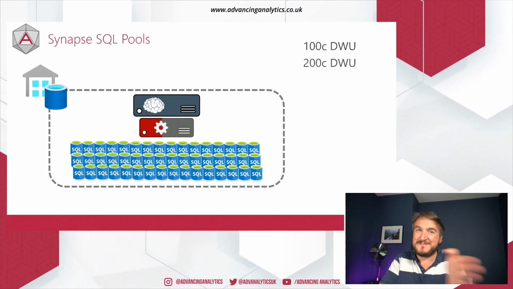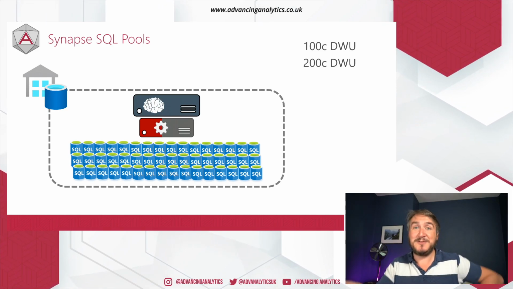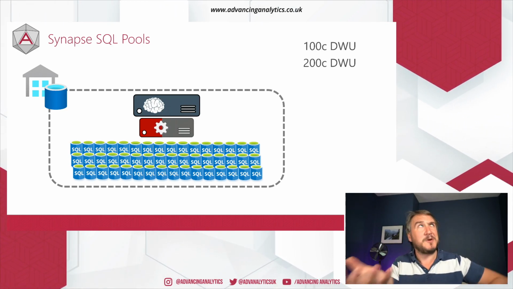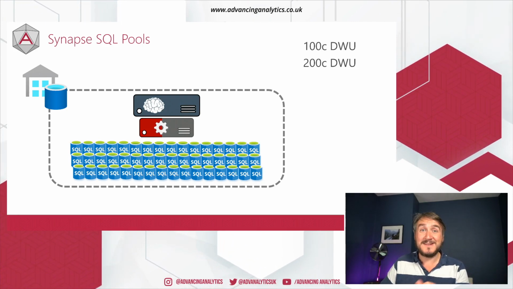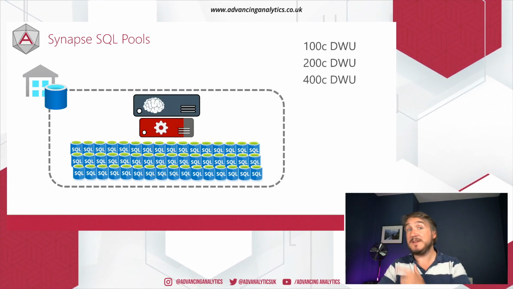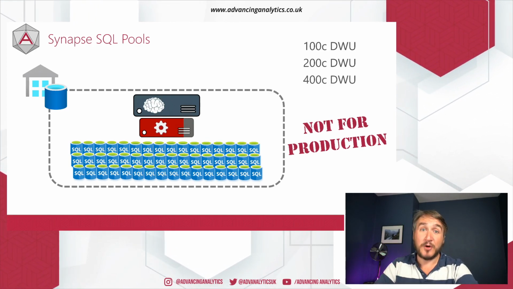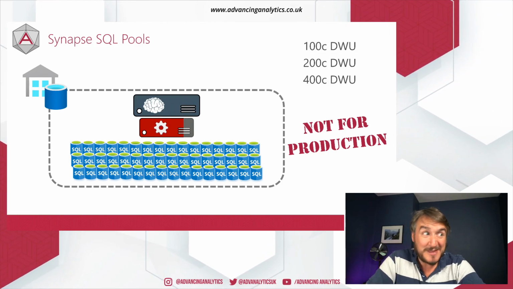So 200 is a bit more of it. Basically, it's shared tenancy. So there's a compute node, a control node, compute node, that's shared between a few different people, all trying to do little bits of dev and test. So those smaller ones, you can go 100, 200, 300, 400. They're not for production because you're sharing compute with someone else. And also, it's not that predictable.